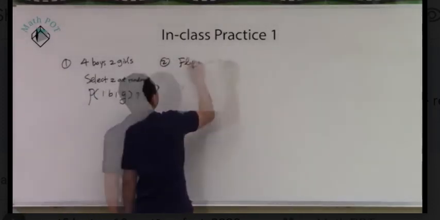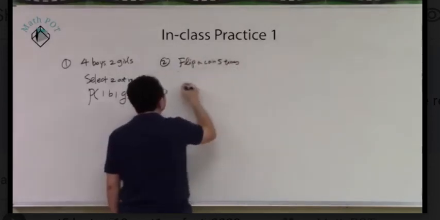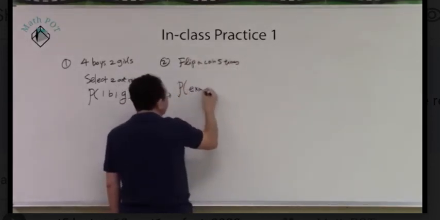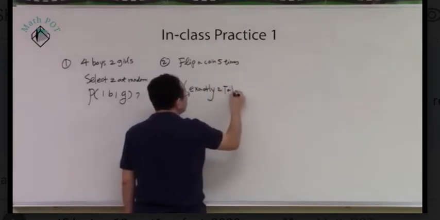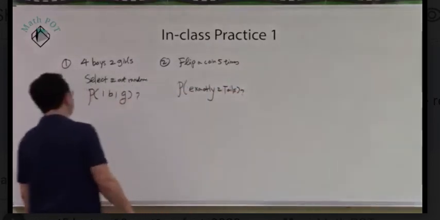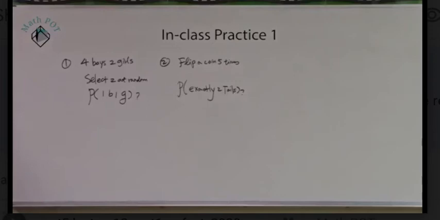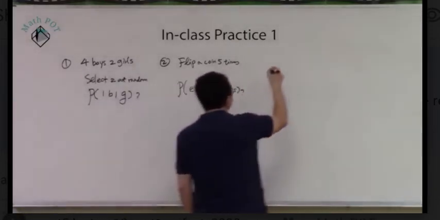Let's flip a coin 5 times. What is the probability of getting exactly 2 tails? Let's try to solve this one. So, problem 3.